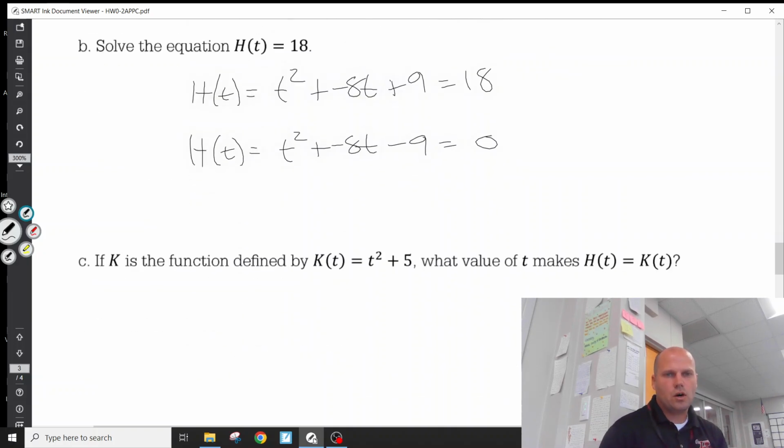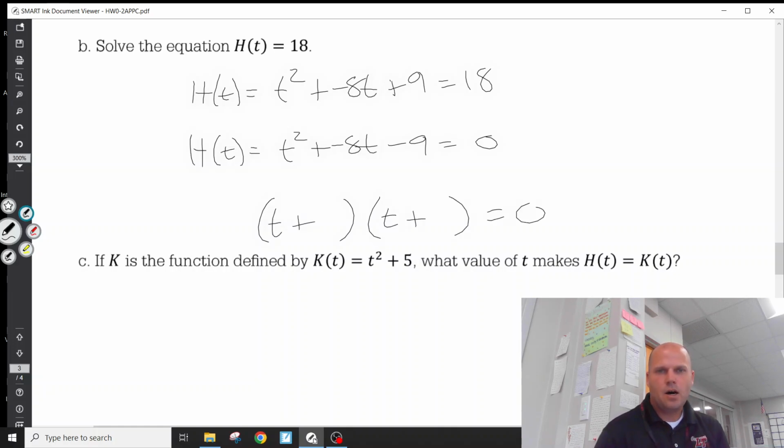Factor to solve. I know this is going to take the form of t plus a number times t plus another number. All I got to do is find the two numbers that add to get here, multiply to get here. I'm skipping the box because it's just a silly, unnecessary thing to do. You get -9 and +1, giving me the solutions +9 and -1.